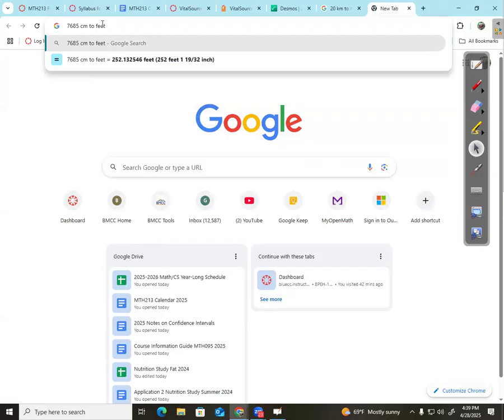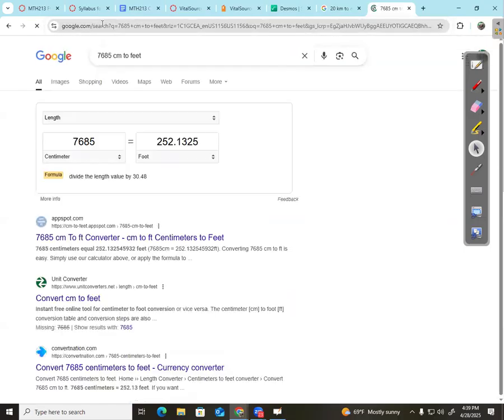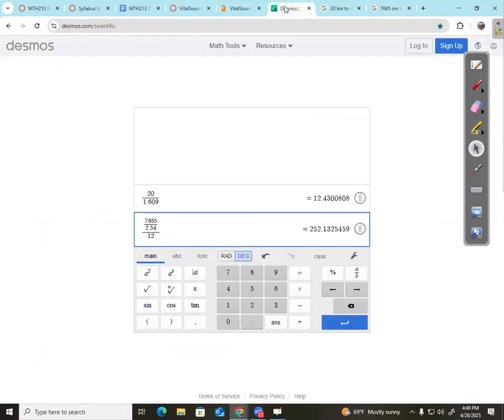So I'm starting with the 7,685 centimeters, and I just asked it to translate to feet. And Google says 252.1325, similar to what Desmos said. Oh, that's almost exactly the same as what Desmos said. So sometimes it's the same as what I calculate, sometimes it's not.